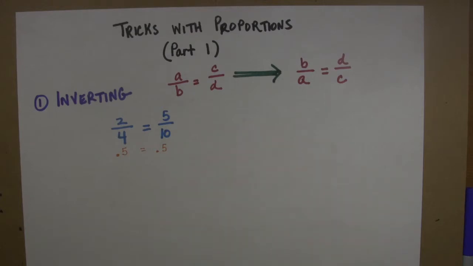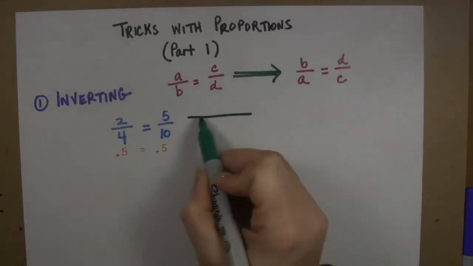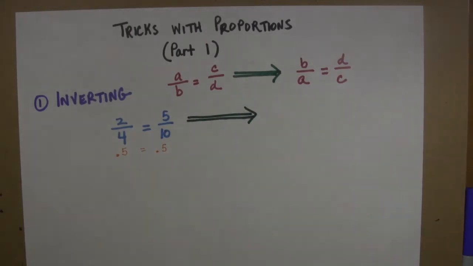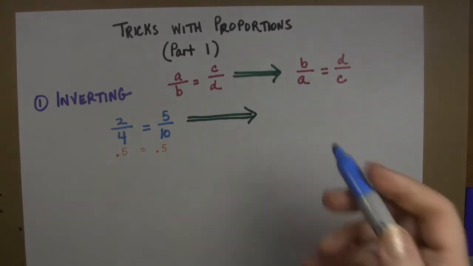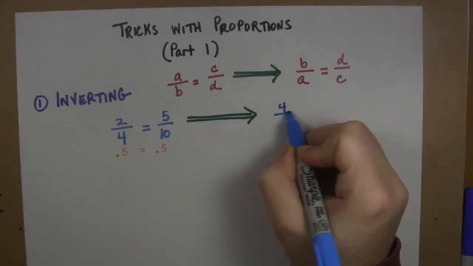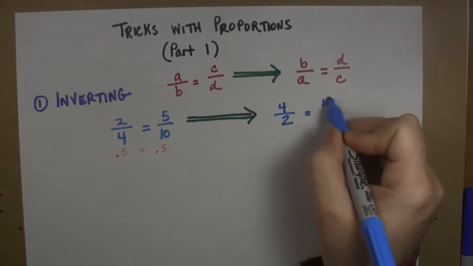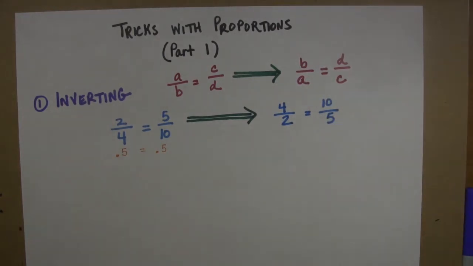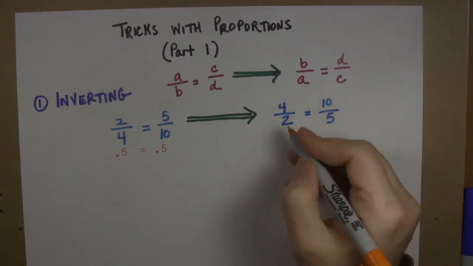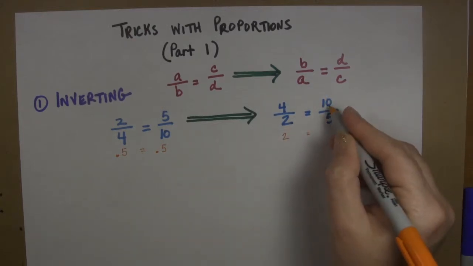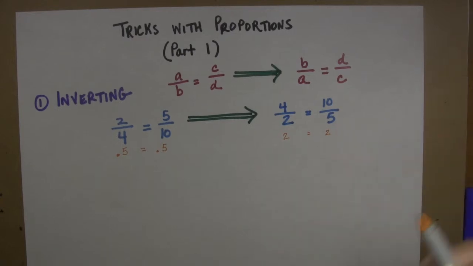So what this trick is telling us is that we can take these proportions and we can change them to say that it's 4 over 2 equals 10 over 5. Well, let's see. What is 4 divided by 2? That is 2. And what's 10 divided by 5? That is 2.